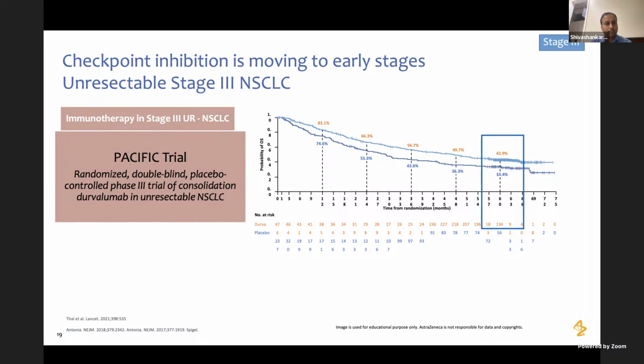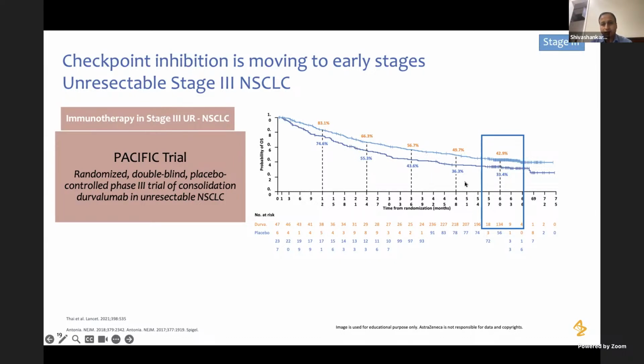which is a specific trial that has shown significant improvement in OS across all comers, irrespective of PD-L1 status. They got an approval to use durvalumab following CTRT in a stage 3 lung cancer.